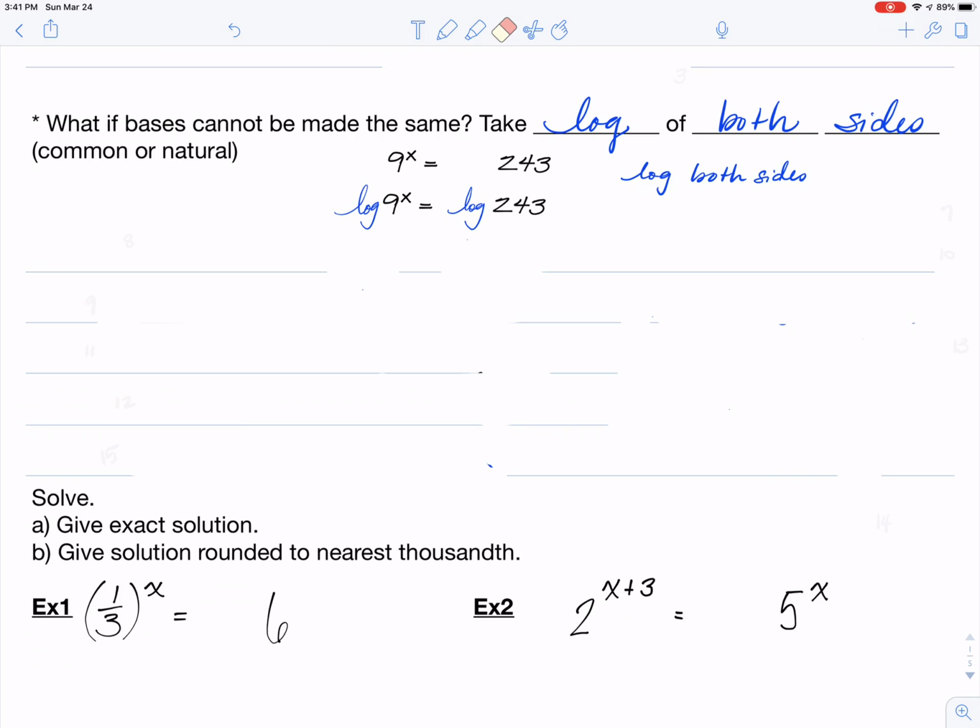Usually it doesn't matter which one you choose. But I will say this, if you have any tens in the question, choose the common log. If you have any e's in your equation, use the natural log. Otherwise, it doesn't really matter.